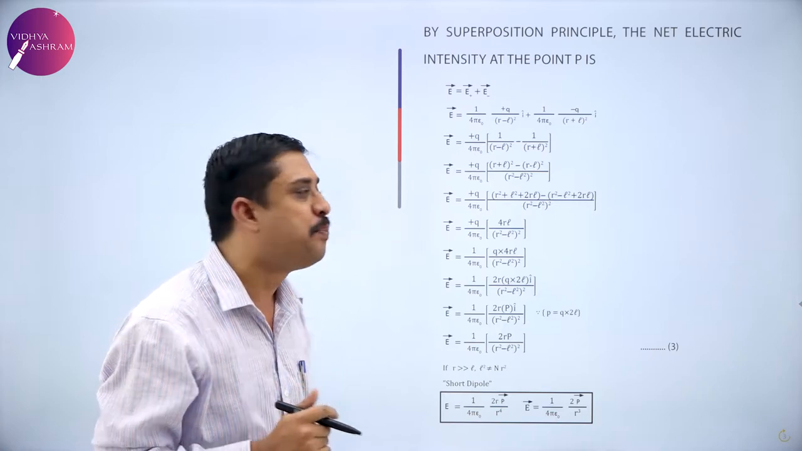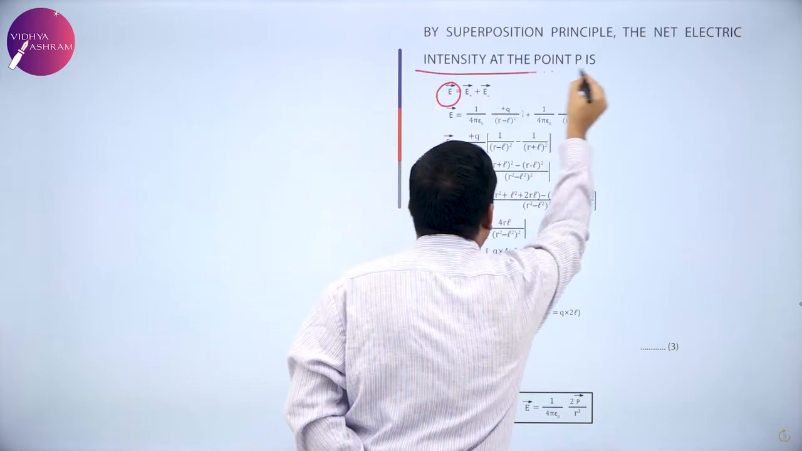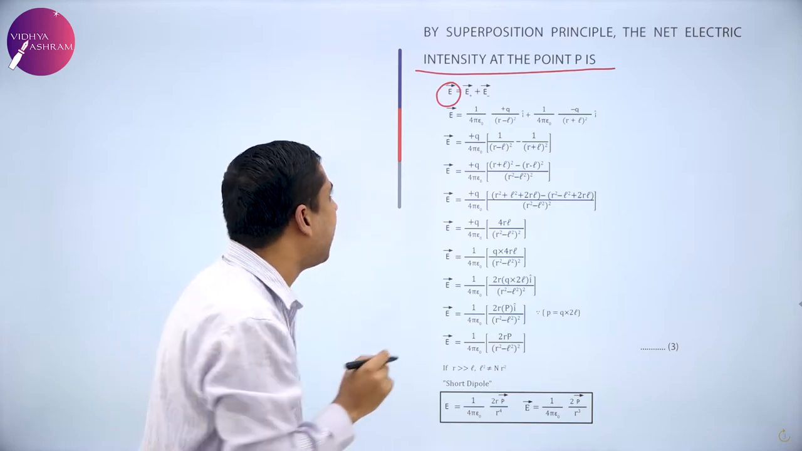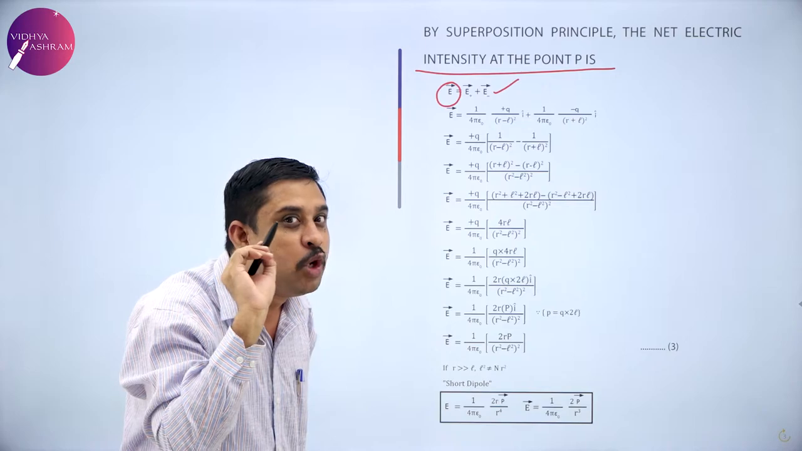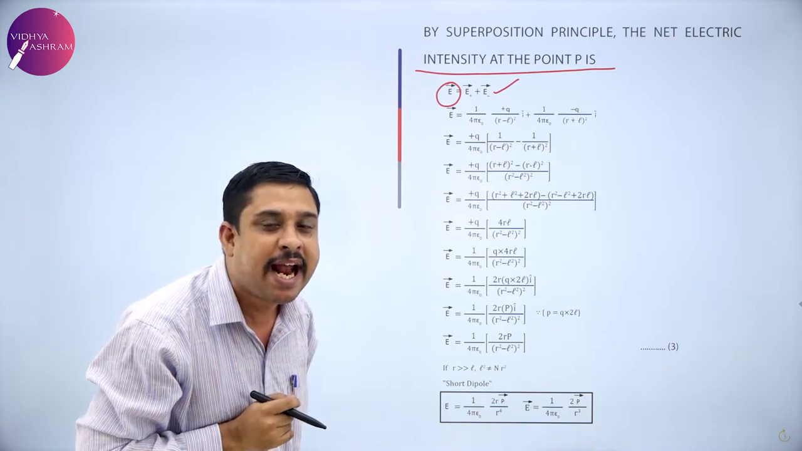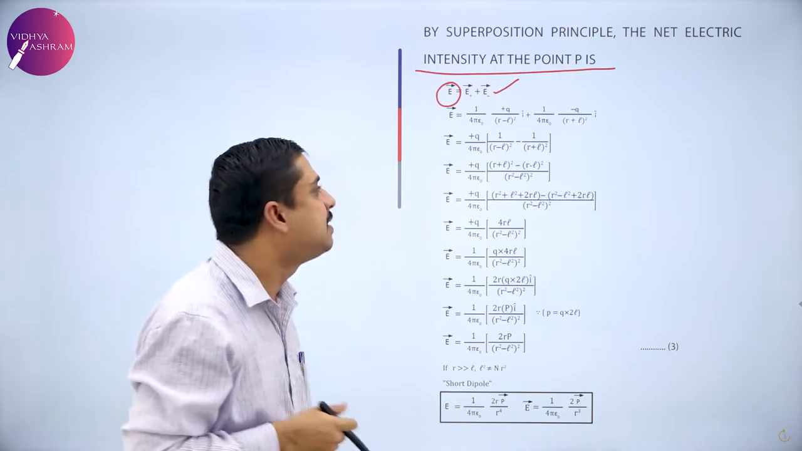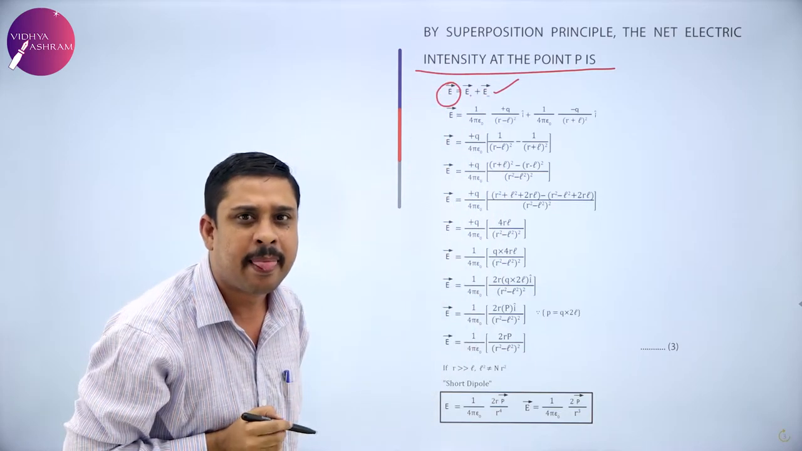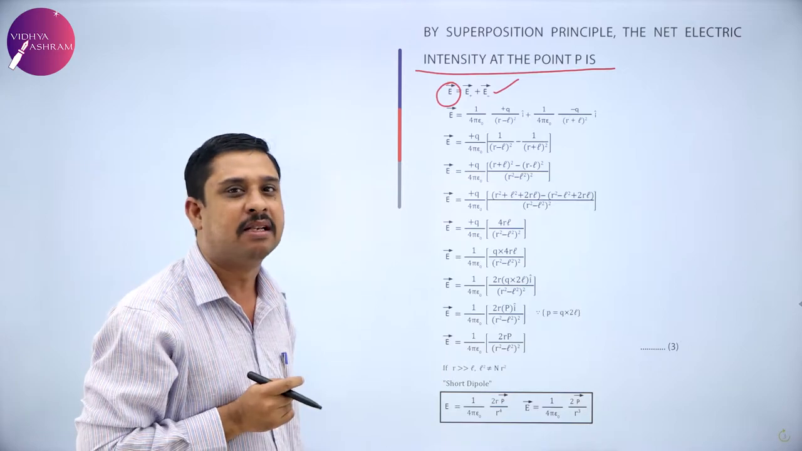Now, from the superposition principle, the net electric intensity, the total electric intensity at P is E plus plus E minus. Follow, I am using the superposition principle where I will be calculating the total intensity at P. How did I calculate the total intensity at P? E equals E plus plus E minus. Now I substitute for E plus and E minus.